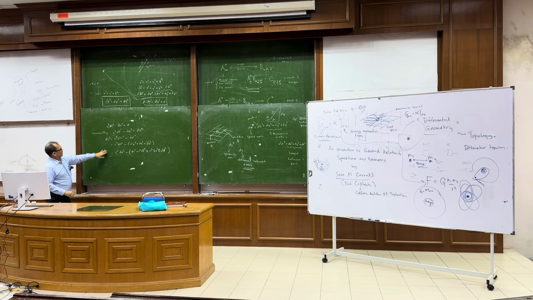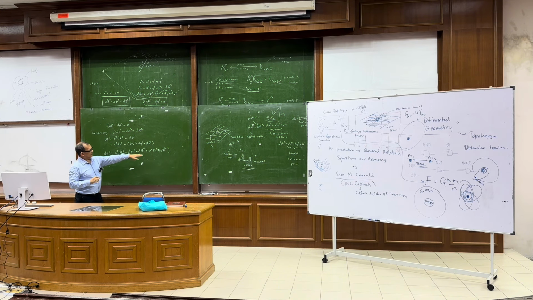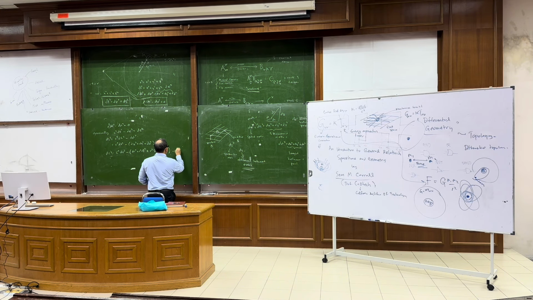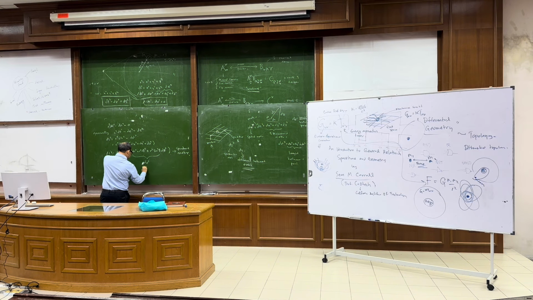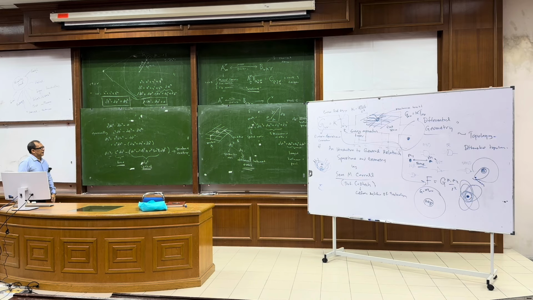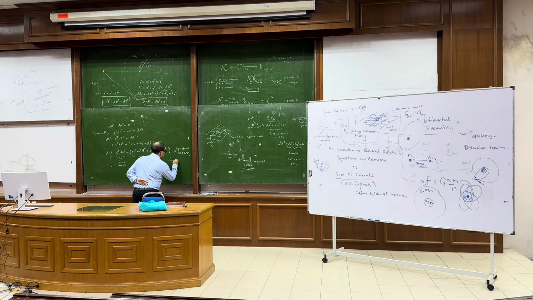Okay, this is ds. And this is what? This is what we call in general relativity the space-time metric. See? So this is the spatial part, and this is the time part. This is the space-time metric for a flat space-time.